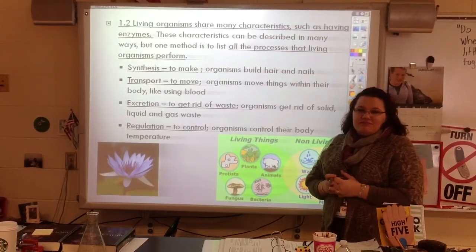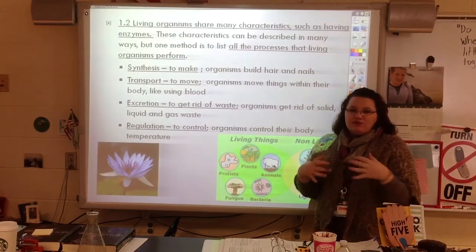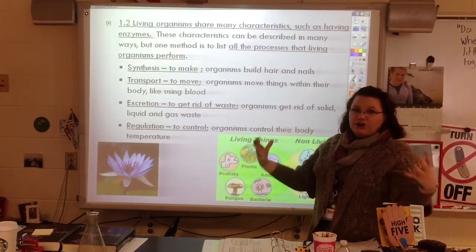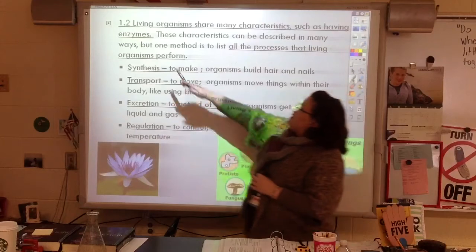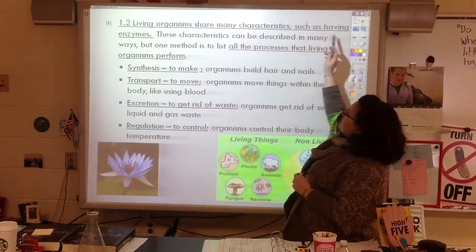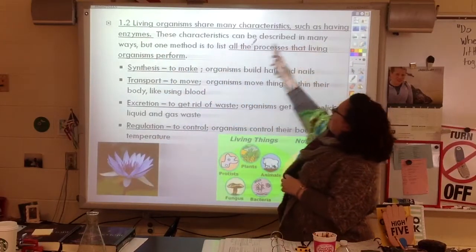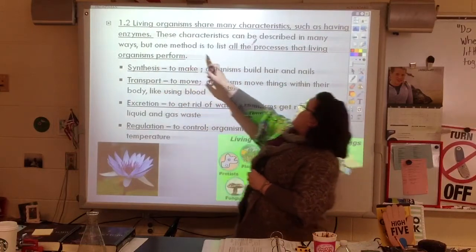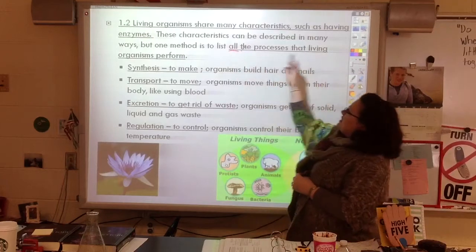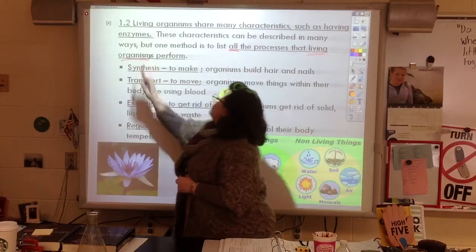Talking about the smaller parts of living organisms like macromolecules, how those are used. Now we're going to look at living organisms in a little bit of a broader term. In 1.2, living organisms share many characteristics such as having enzymes. These characteristics can be described in many ways, but one method is to list all the processes that living organisms perform. So all living organisms.